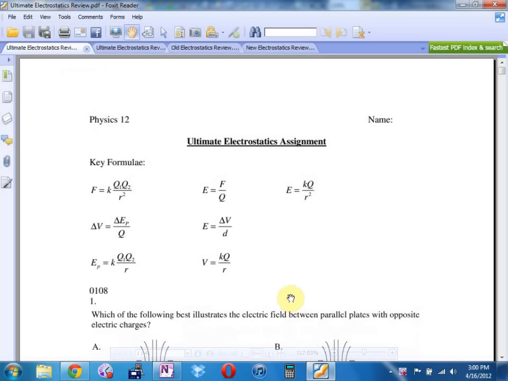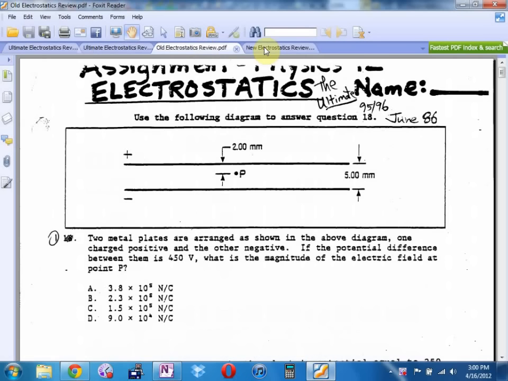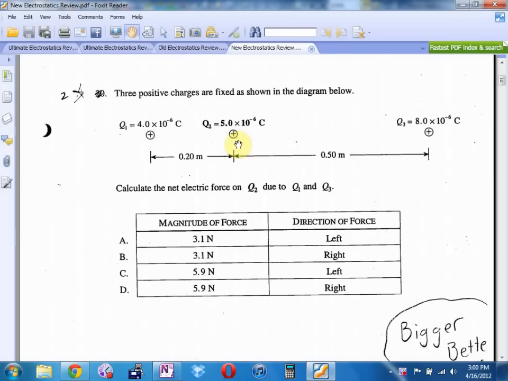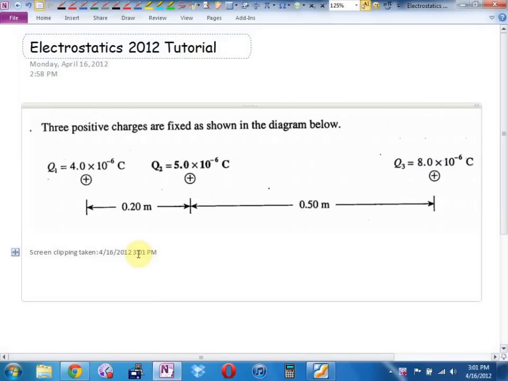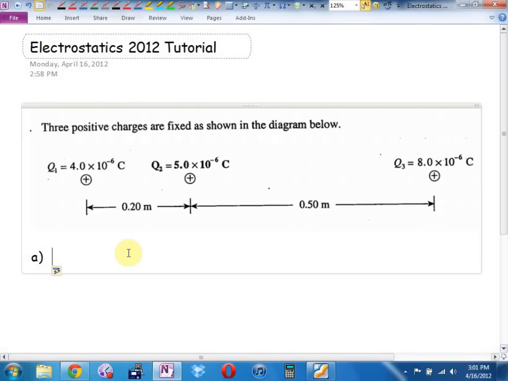Well, for starters, let me see if I can find a good picture here. Sure, this works. Here's three positive charges that are fixed as shown in the diagram below. So what can I ask you? Well, I can ask you for the net force on charge Q1.